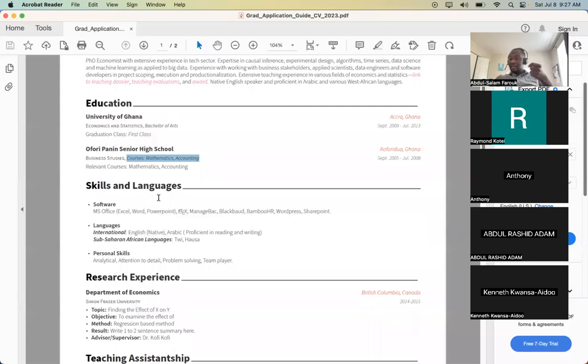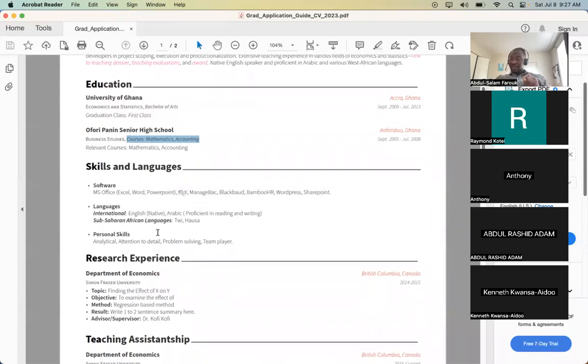After education comes your skill set. I think this is going to be very important. In your skill set, you might want to segment it into three, or maybe perhaps just two: software and then the languages that you speak. Software, the languages, and your personal soft skills that you think might be relevant for the program, right?